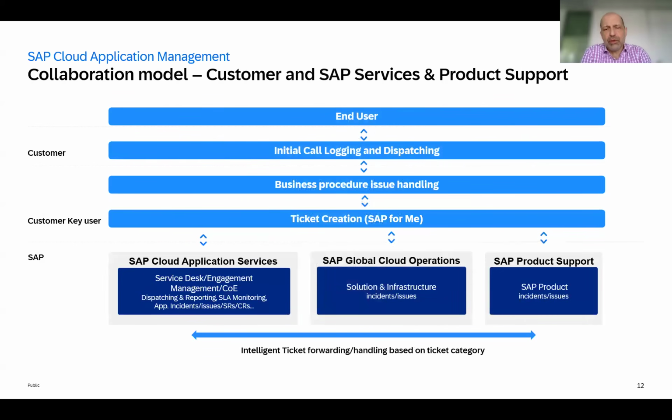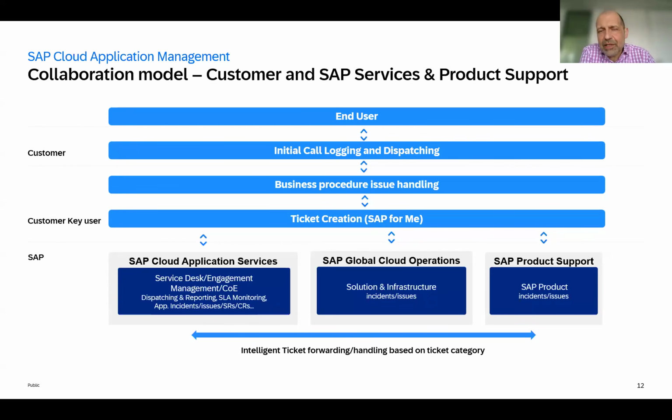How does this collaboration model look like? I think the most important part is what you can see on top, which is the area where the customer is involved, the light blue steps. First of all, there is probably an end user, and this end user has an issue or wants to get support from SAP Cloud Application Services. Then the initial call is logged and automatically dispatched. And what we normally expect from our customers is to have one or some customer key users, and these customer key users take a first qualification of the issue.